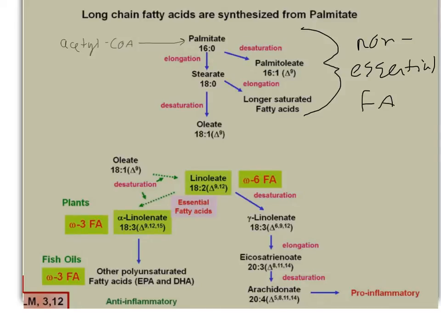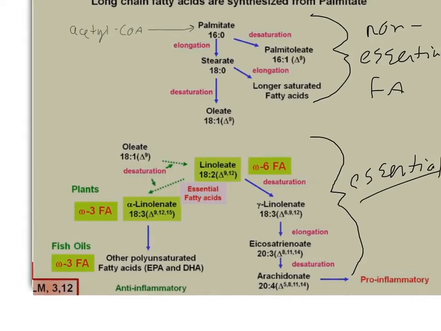Now some plants have enzymes that can produce linoleate and alpha-linolenate. However, humans do not. And so all of these, and some of their byproducts, are considered essential. So it's essential that we eat these or we don't get them. Now why is it essential? It's because they create things that our bodies need.